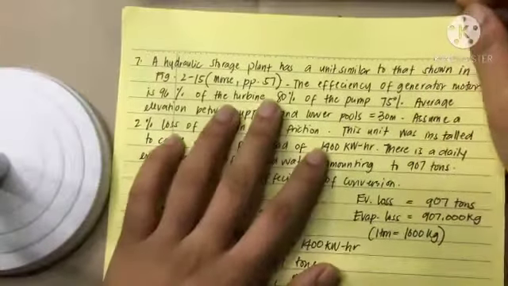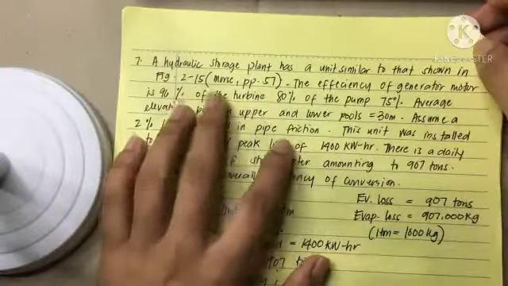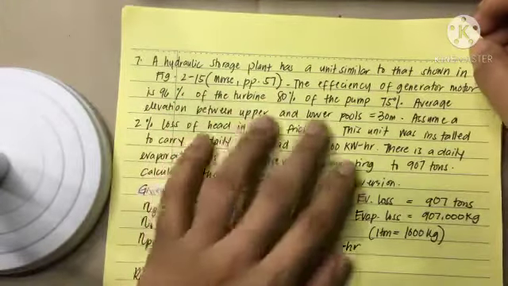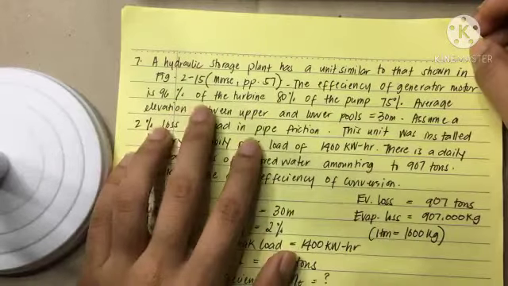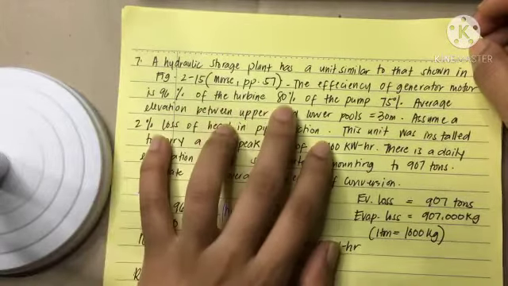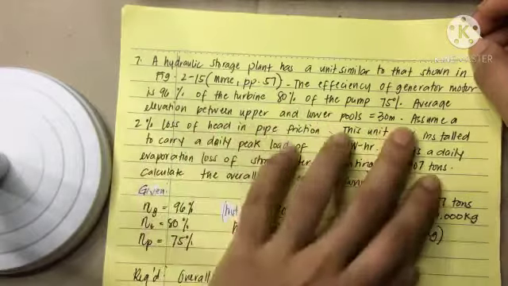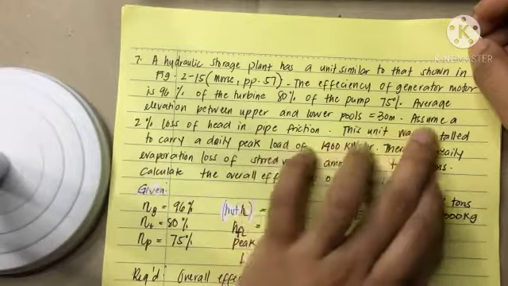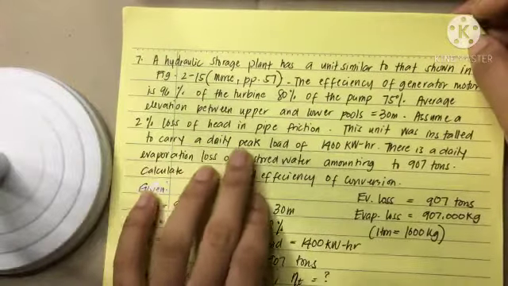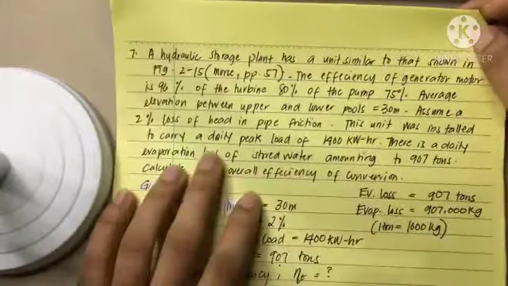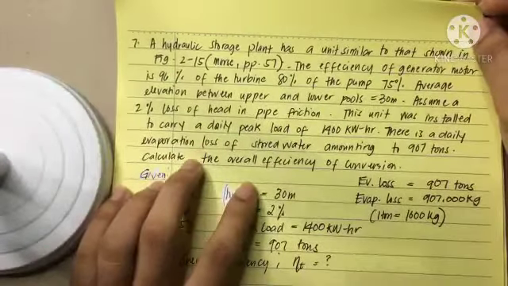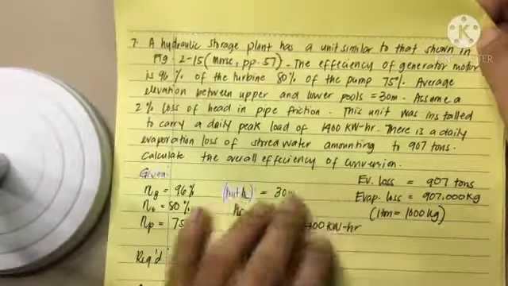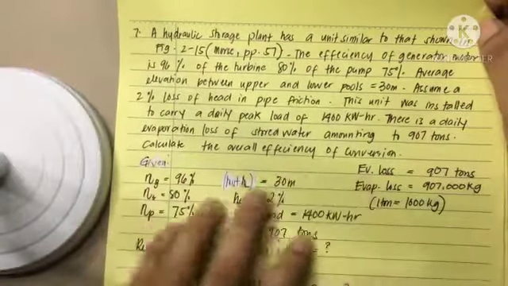A hydraulic storage plant has a unit similar to that shown in figure 2-15, Morse, page 57. The efficiency of generator motor is 96%, the turbine is 80%, the pump 75%. Average elevation between upper and lower pools equals 30 meters. Assume a 2% loss of head in pipe friction. This unit was installed to carry a daily peak load of 1,400 kilowatt hours. There's a daily evaporation loss of stored water amounting to 907 tons. Calculate the overall efficiency of conversion.